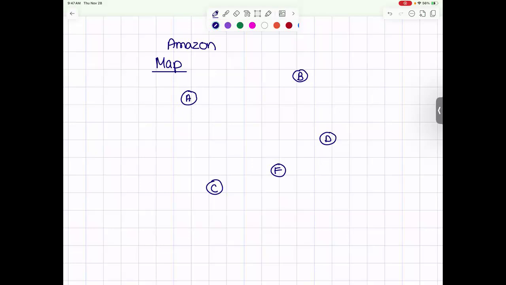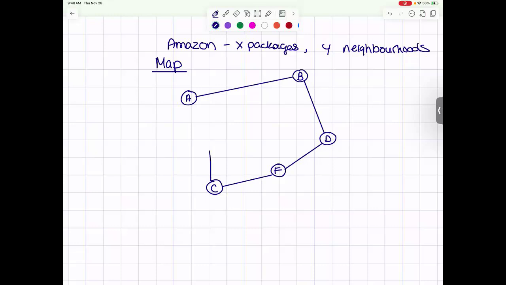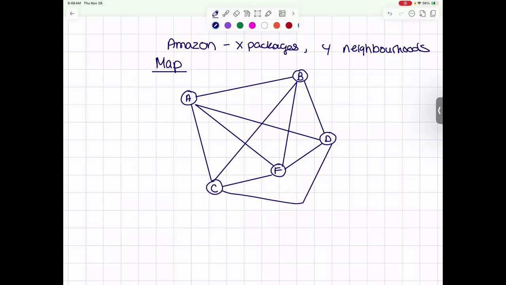We are Amazon, and Amazon needs to deliver X packages to Y houses, right? And most streets in an area don't even have Y houses. It's like Y neighborhoods. There's probably lots of houses within each neighborhood. Each of these nodes is a neighborhood. Make sure it's fully connected, because usually that's the case. Is that connected everywhere? Okay, everybody, this is not connected to C. There we go. I think everybody's connected now.